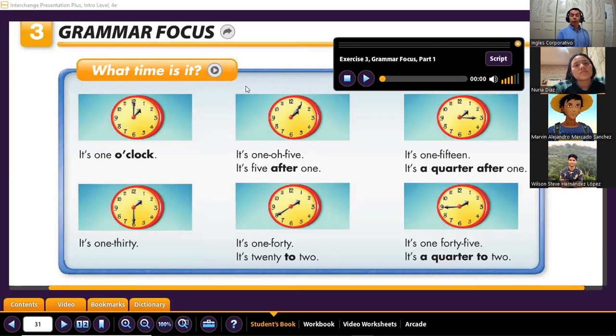Very good. So we practice this right now. Repeat after me again. One more time. Repeat. It's 1 o'clock. It's 1:05. It's 5 after 1. It's 1:15. It's 1:30. It's 1:40. It's 20 to 2. It's 1:45. It's 1:15.